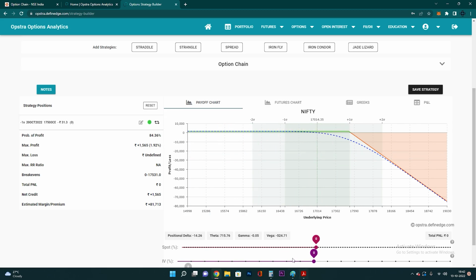So the break even point is, though you have chosen 17,500 as the strike, the break even is 17,531 because the premium will get added. So the probability is 84%, which means even if the market goes down, you will get profit. If the market goes up, you will get profit. Even if the market is range bound, you will get profit. I will show you here.